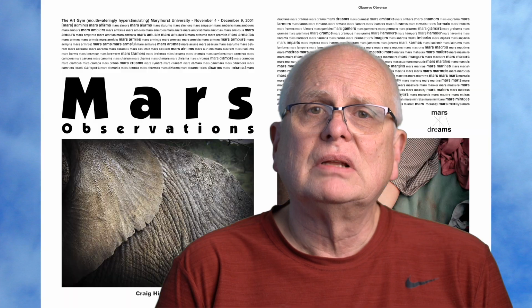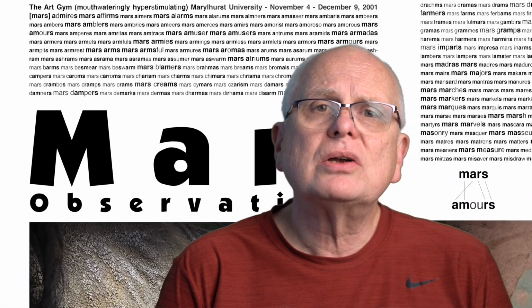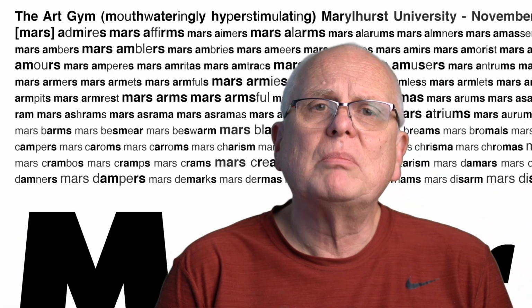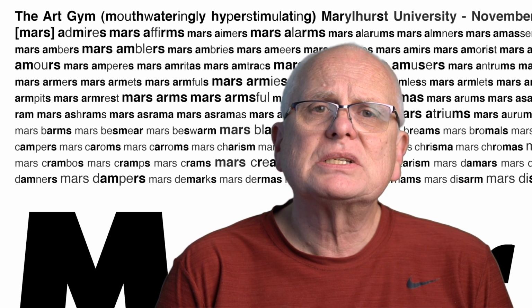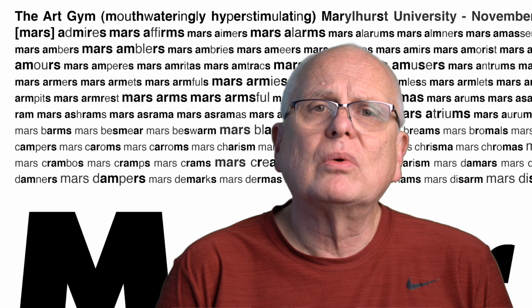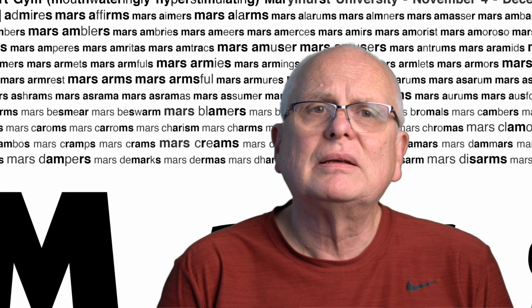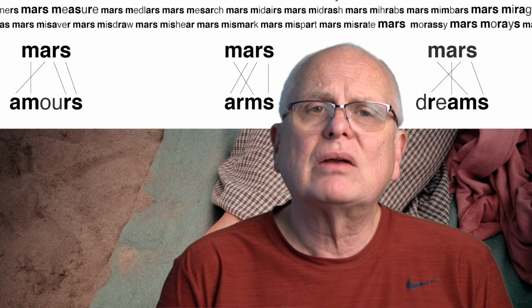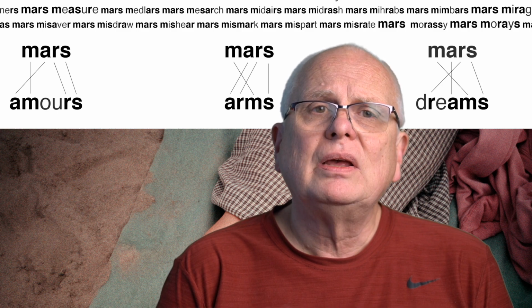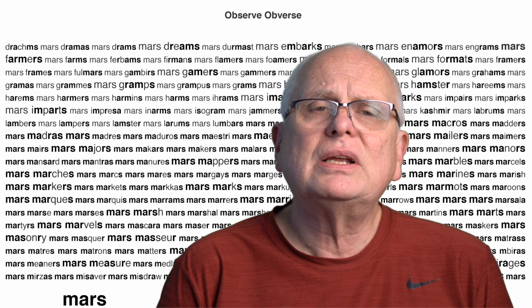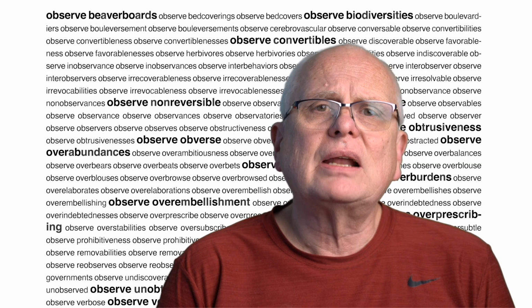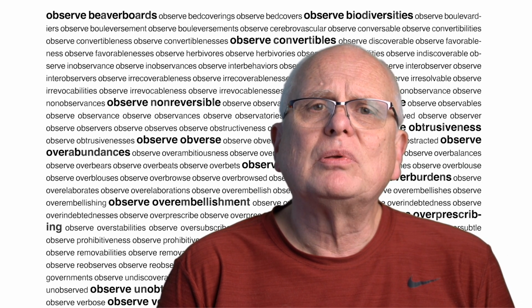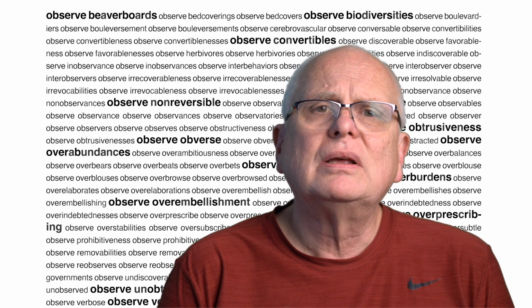First, the cover. At the top, we see that the words art gym are embedded in the words mouth-wateringly and hyperstimulating. The remainder of the text consists of the word Mars alternating with a word that has the word Mars embedded in it. On the back cover, there is a diagram explaining the system. If you read the text out loud, it has an interesting rhythmic poetic quality. Then on the left title page, the same strategy is employed using the word observe. And on the right title page, we see our old friend Cigar Macintosh.